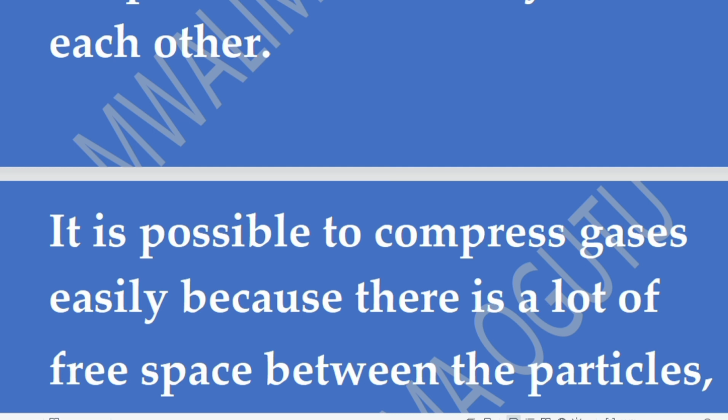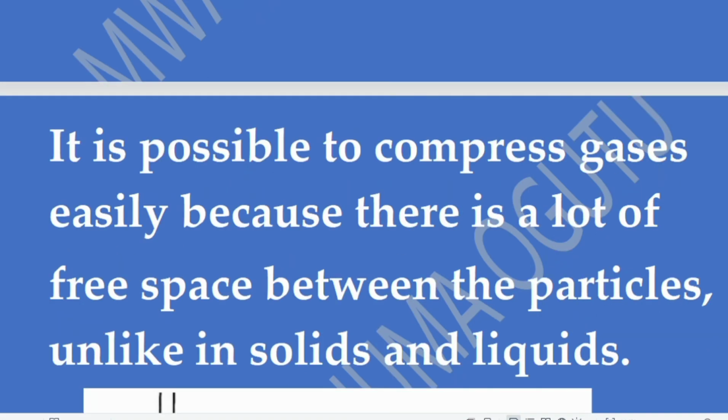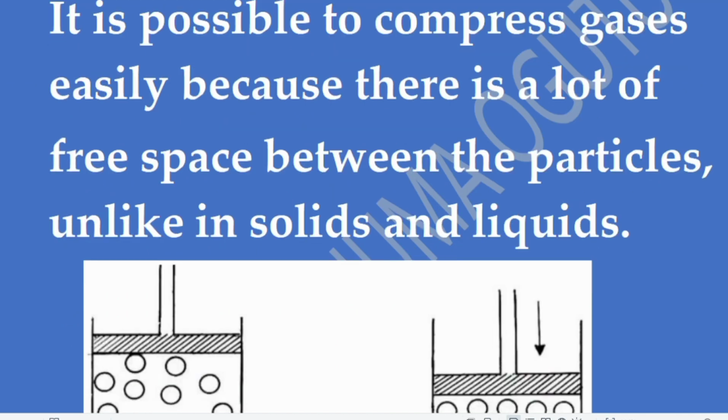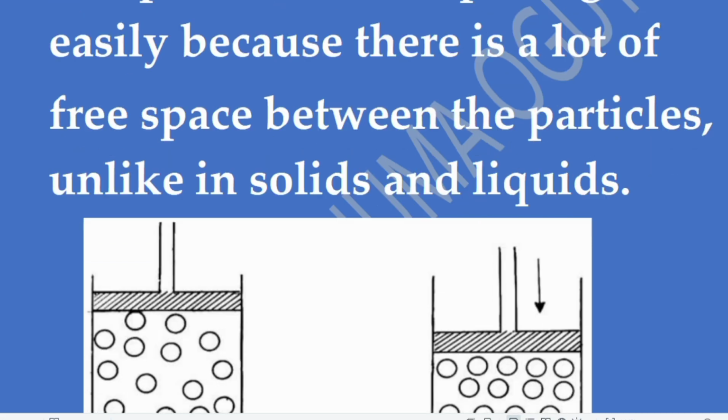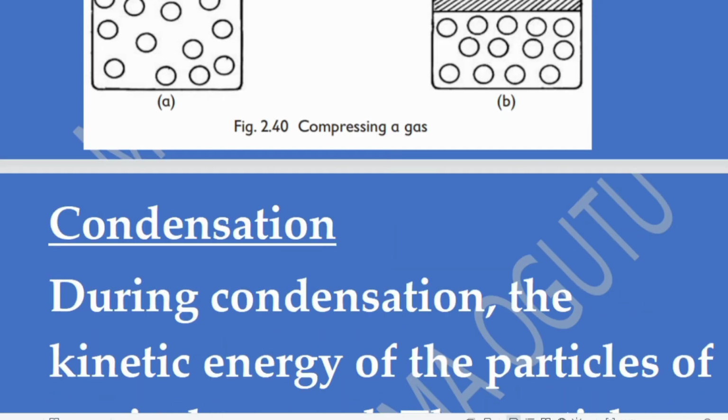You can see that inside a gas cylinder, we have 6 kilograms of gas particles. The space between the gas particles makes it easy to compress, because there is a lot of free space between the particles, unlike in solids and liquids. Liquid cannot be compressed, neither can solid be compressed.